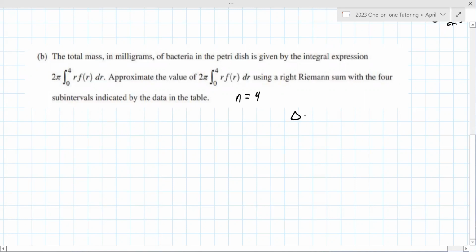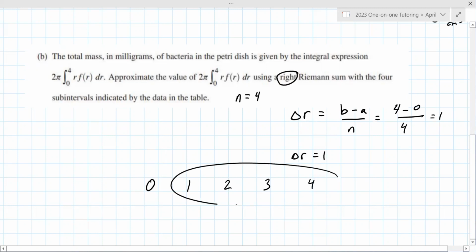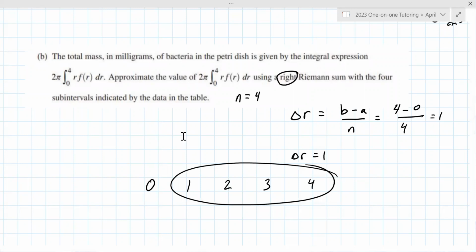You have to calculate what's called a delta x. In this case, it's delta r, which is b minus a over n. So your b is 4, a is 0, n is 4, so your delta r is 1. Now what I like to do is write the left value a, increment by delta r until I get to the right endpoint. And because we're using a right Riemann sum, we're using these 4 values here, meaning the rightmost values.